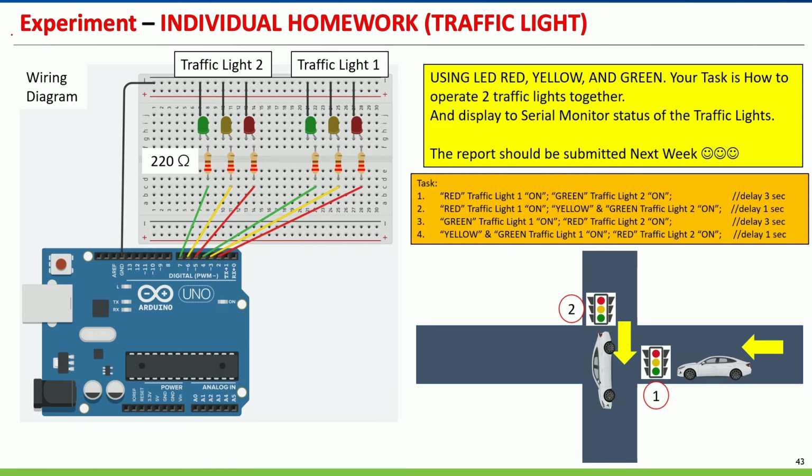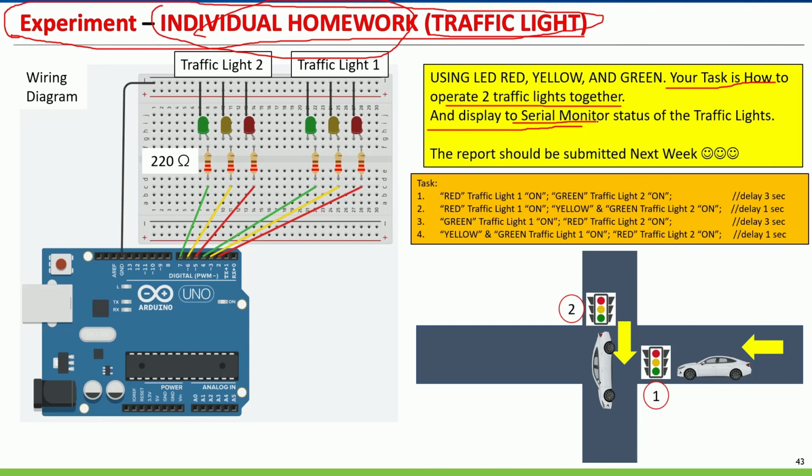And in this week you have an individual homework. What you have to do, in this case, is you have 2 traffic lights. Your task is to operate the traffic lights together and display the status of the traffic lights on the serial monitor. It may be red on, green on, or yellow on. You display it on the serial monitor. And this report should be submitted next week after you watch this lecture.